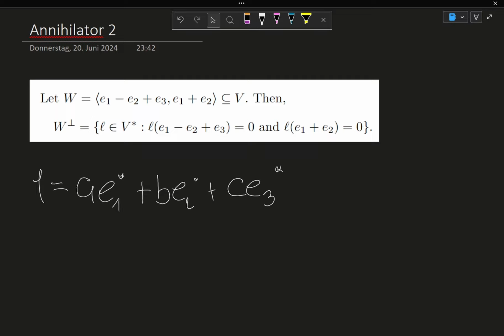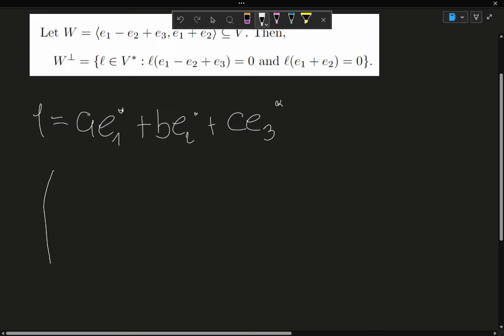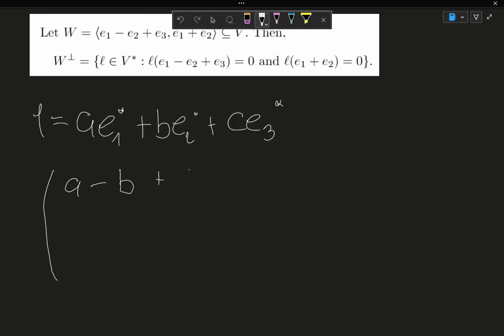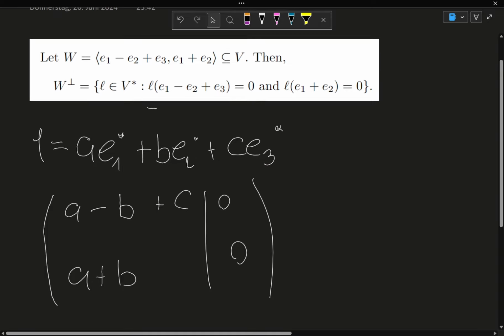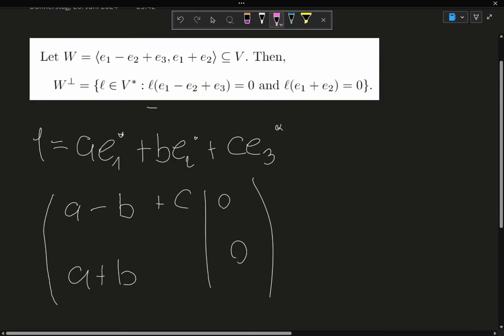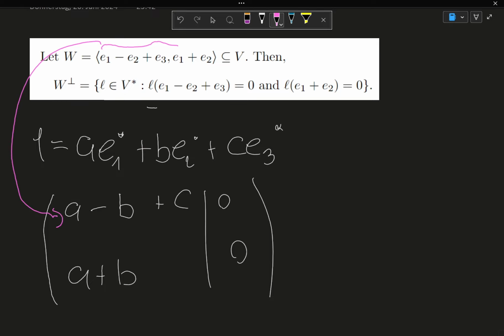Now we can just write the equations A - B + C and A + B, and these have to be equal to 0. We got this from the conditions right here. The condition here is this one, and the condition here is the following. So we just wrote e1 as A, e2 as B, and e3 as C.